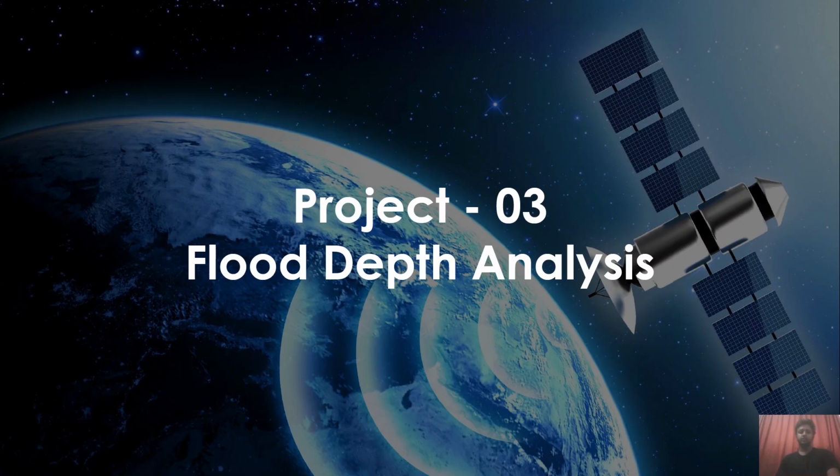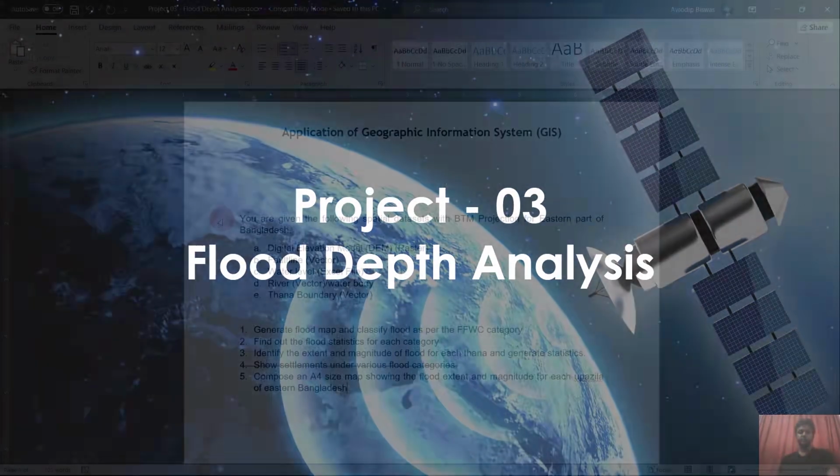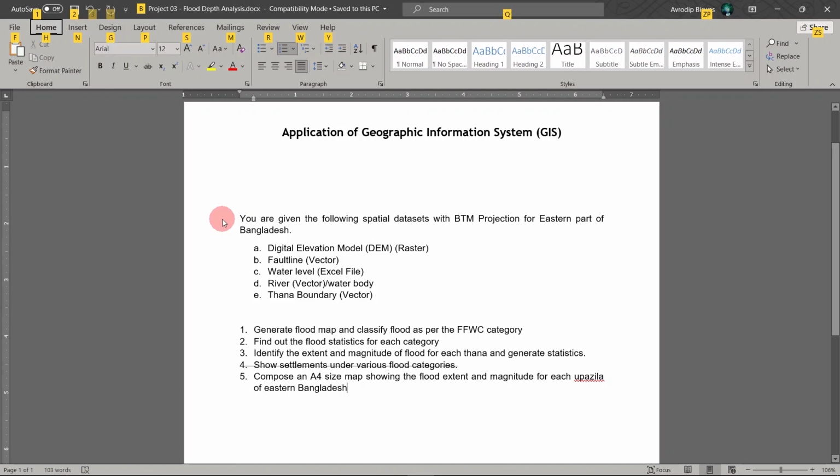Today, we will learn about the project tree, that is flood depth analysis. Let us see the project details. We are given the following spatial data sets with BTM projections for the eastern part of Bangladesh. We are given a digital elevation model, that is a raster file, and the fault line, that is a vector file. We have also been given water level, river, and Thana boundary, which are also vector files.